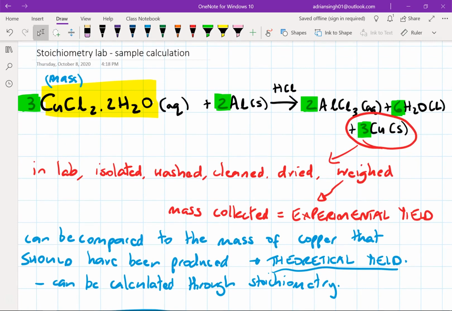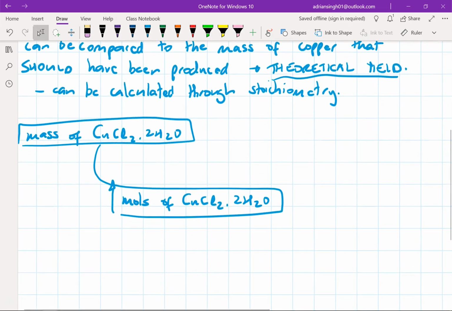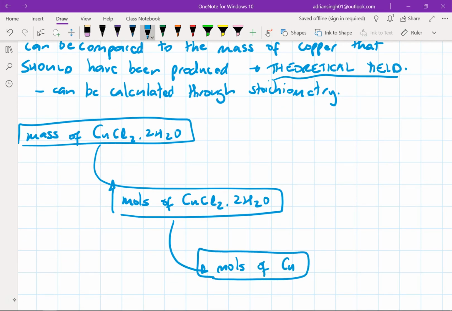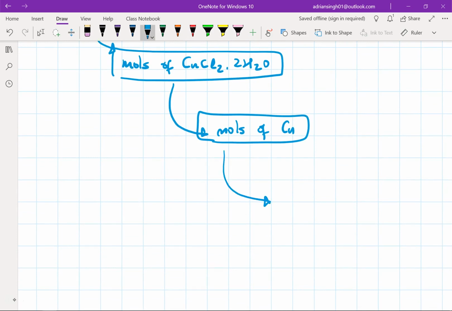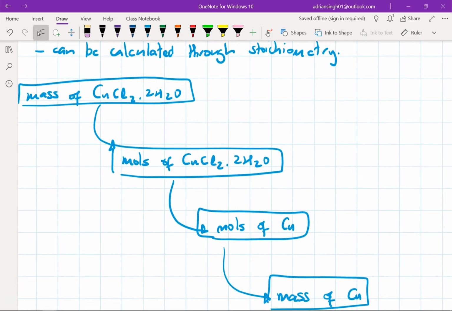And the reason why we want to do that is because your equation gives you a mole to mole ratio. All right, and the two things that we are concerned with is the copper chloride that we measured out and the copper that we made at the end, right? That's the important thing. So we eventually need to get to copper, starting with the copper chloride. So once we convert our mass to moles of copper chloride, then using our mole to mole ratio, we can convert that to moles of copper. And then once we get to moles of copper, we can then convert that to the mass of copper.